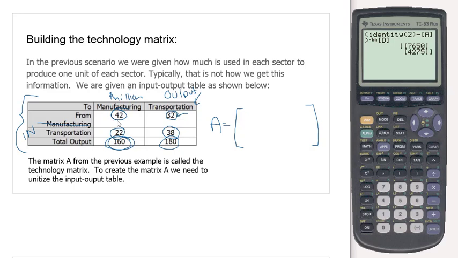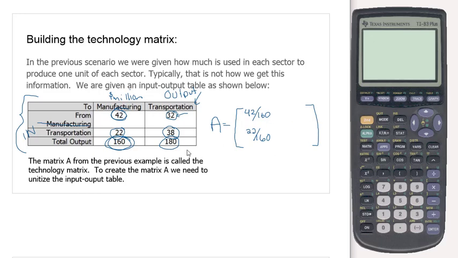In order to produce 160 million, we use 42 million in manufacturing. So to produce 1 unit instead of 160 million units, we just take 42 divided by that 160. Same thing here, we're going to do 22 divided by 160. This will figure out how much we need to produce 1 unit instead of 160 million units. Same thing for transportation.